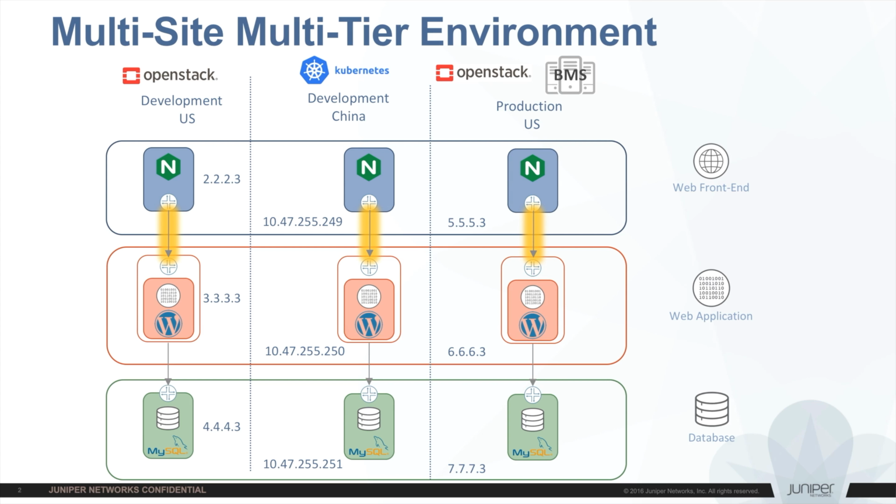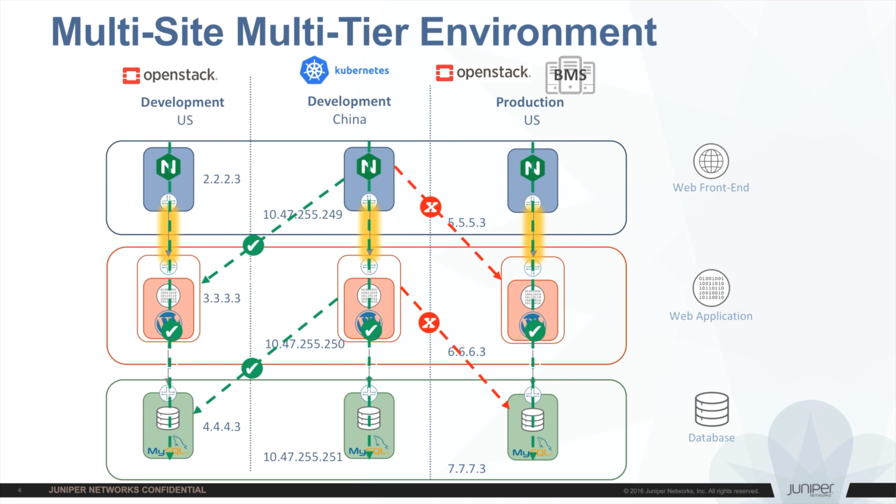So as you can see here, the three environments that I have are development US, development China, and production in US. It's a three-tier app with web, app, and DB, where web can talk to app and app can talk to DB. What we'll also show is that based on the tags which are part of the workloads or the pods that they come up with, they will not be able to talk to different environments based on the policy.